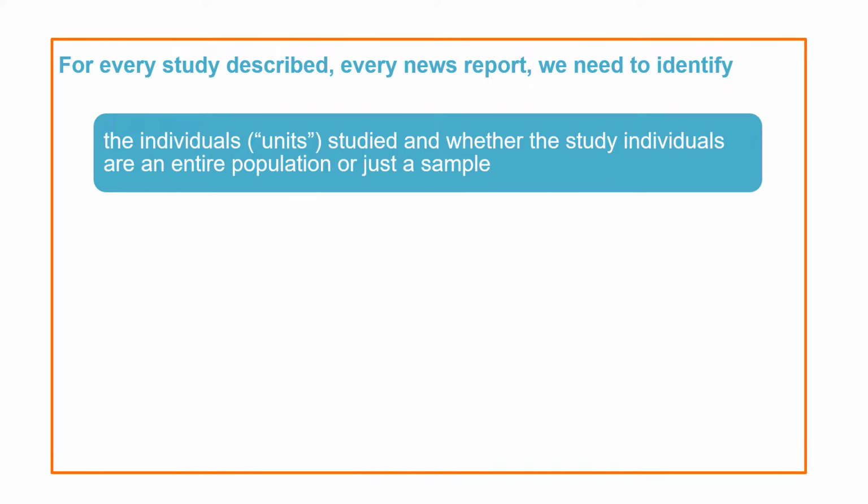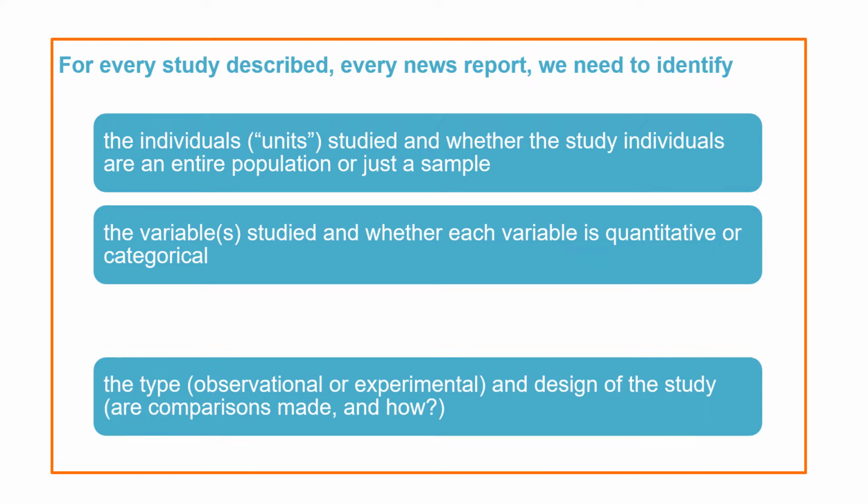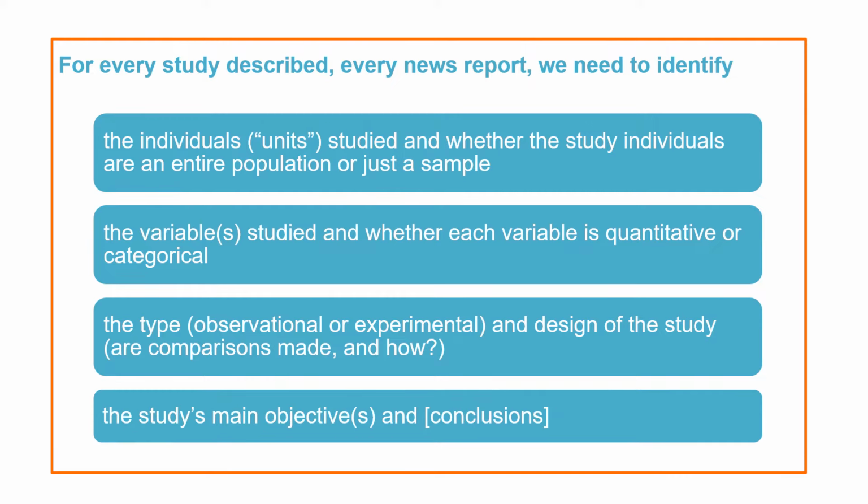You should make sure that you have identified every variable reported in the study and whether each one is quantitative or categorical. You should figure out whether the study is observational or experimental, and then define the kind of design the study used. You should also make sure that you have clearly identified the study's main objectives, as well as, if they are provided, the conclusions that were reached. Make yourself a mental checklist where for each new report, each new study, you make sure to identify the individuals, the variables, the design, the objectives, and conclusions.